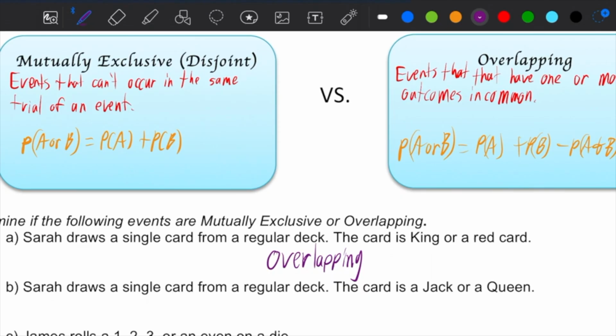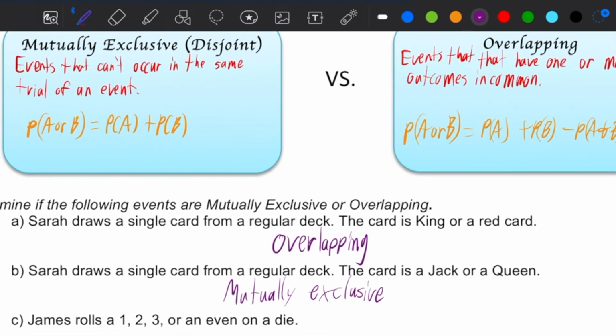Sarah draws a singular card from her regular deck. The card is a jack or a queen. So can that happen at the same time? Can a card be both a jack and a queen? Nope. So these are mutually exclusive. Go ahead and try letter C on your own. Jane rolls a 1, 2, or 3, or an even on a die. So that's overlapping because 2 is an outcome that they both have in common. Because the first event, A, has it rolling a 1, 2, or 3. The second event, B, has it rolling even: 2, 4, or 6. So they have at least one outcome in common.